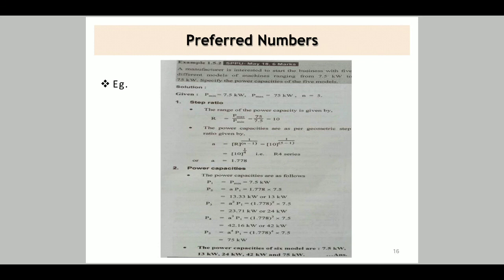So the power capacities of the models are 7.5 kilowatt, 13 kilowatt, 24 kilowatt, 42 kilowatt, and 75 kilowatt. So with the help of this series, we can find out the different capacities of models as we have seen in this example. We will see some more examples in the next session also. Thank you.